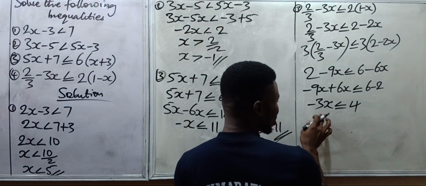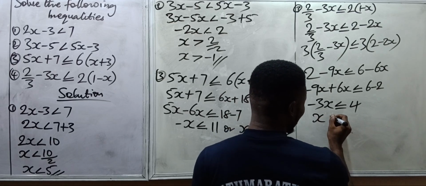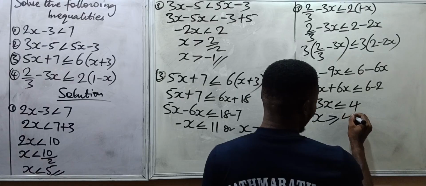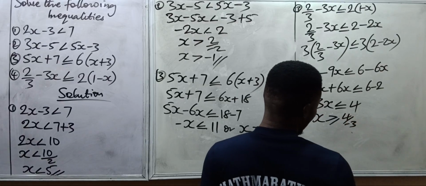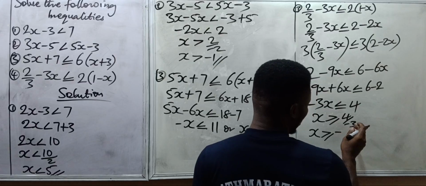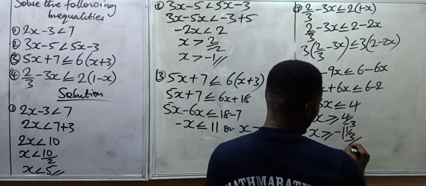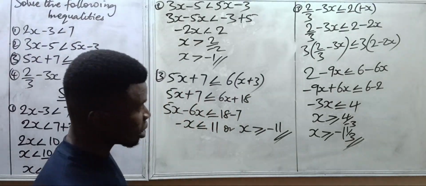So if you're dividing, we want to divide through both sides by minus 3. And what we do, we have that x is greater than or equal to 4 over minus 3. That is x is greater than or equal to minus 3 and 4 will give us one whole number, 1 over 3. So this is the final answer.